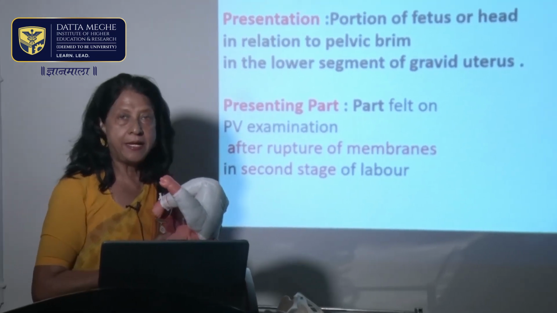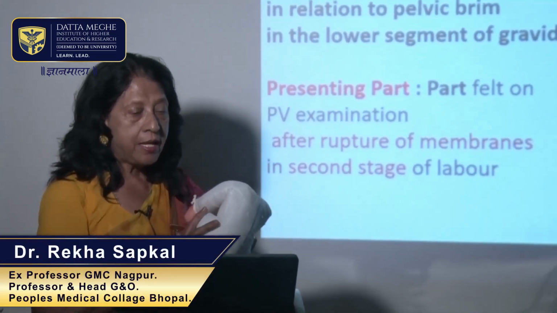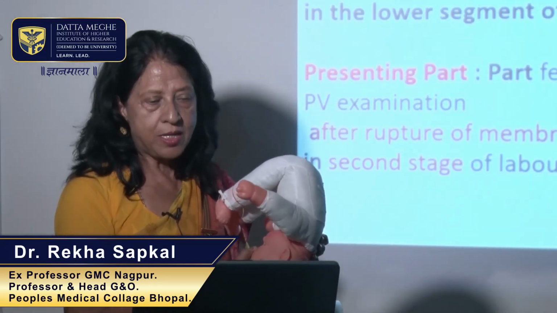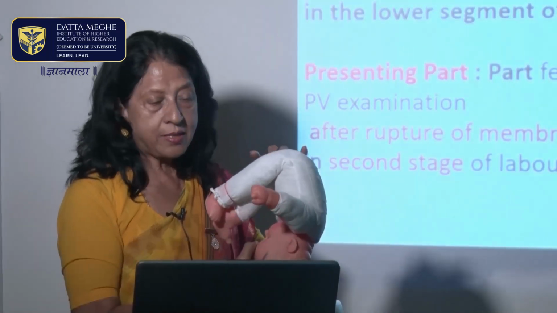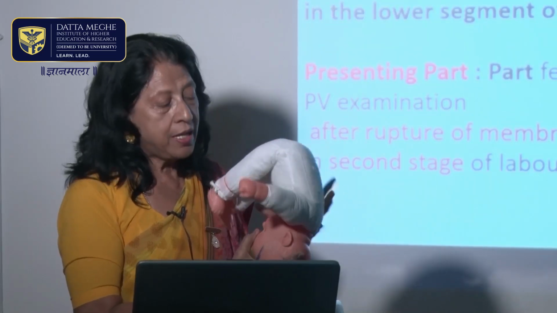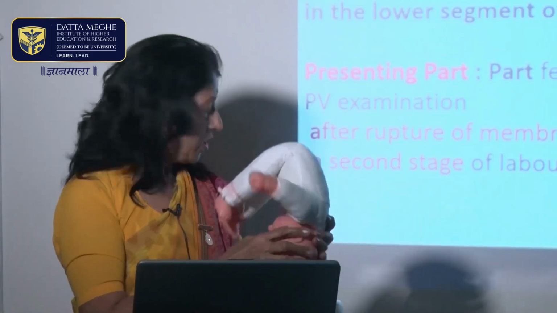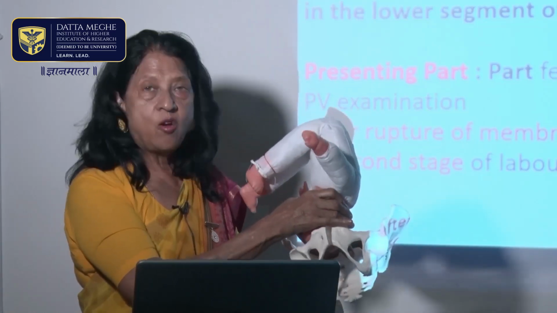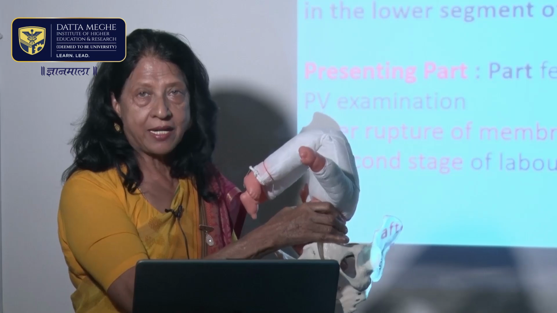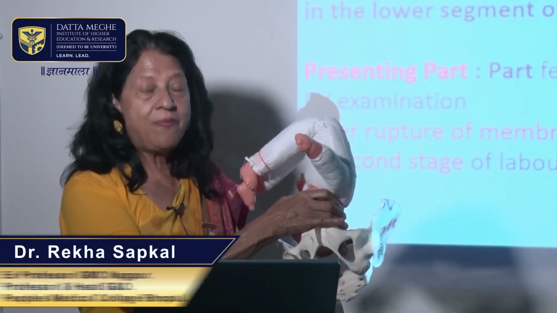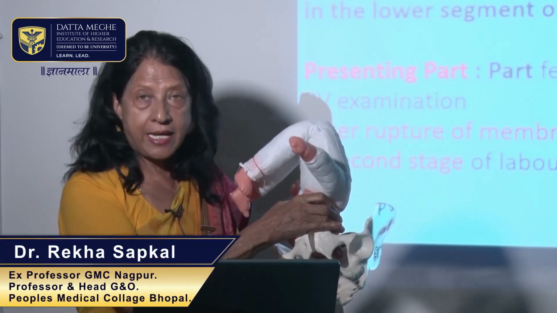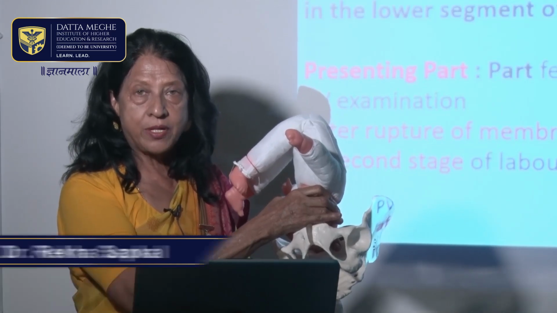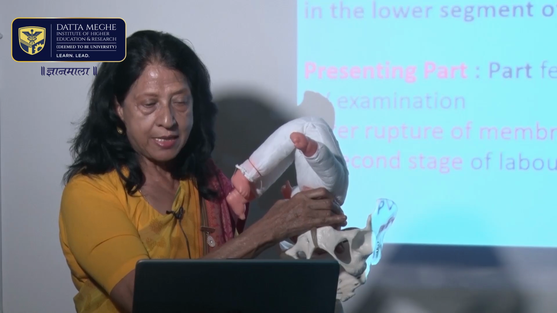So, what is presentation? Normally the fetus is upside down, the cephalic pole is down and the podalic pole is at the top. Presentation is that portion of the fetus which is in relation with the pelvic brim. So, this is vertex presentation. It is not cephalic, it is vertex. Vertex means well flexed head, and the vertex is the area we have discussed. It is the area bounded by the anterior fontanelle, posterior fontanelle and parietal eminences on either side.